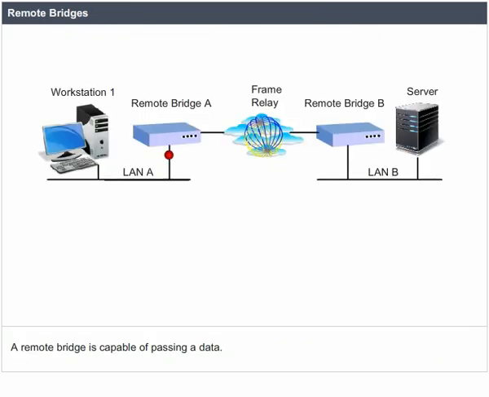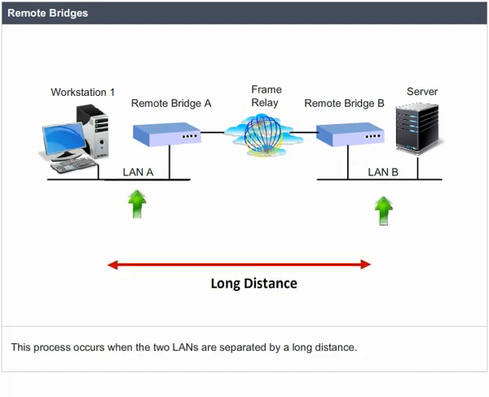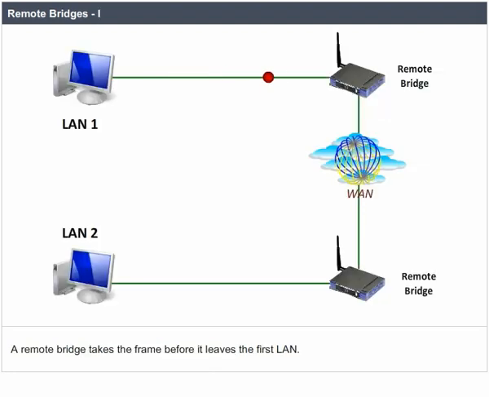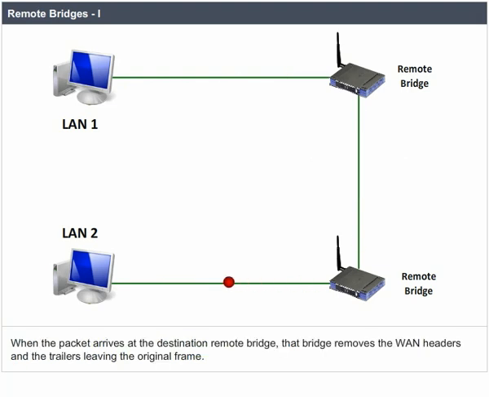Remote bridges. A remote bridge is capable of passing data from one local area network to another. This process occurs when the two LANs are separated by a long distance. There is a wide area network connecting the two LANs. A remote bridge takes the frame before it leaves the first LAN and encapsulates the WAN headers and trailers. When the packet arrives at the destination, the remote bridge removes the WAN headers and trailers, leaving the original frame.